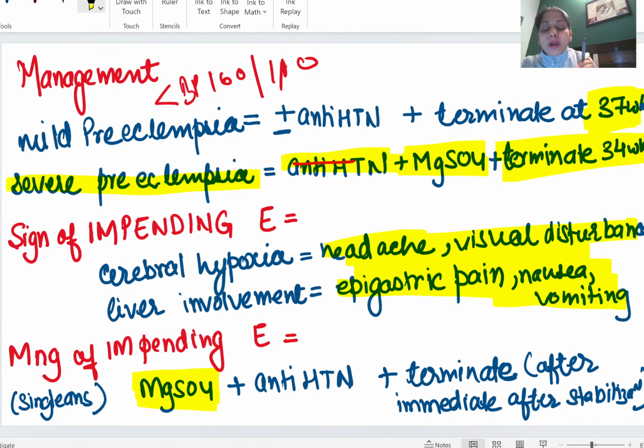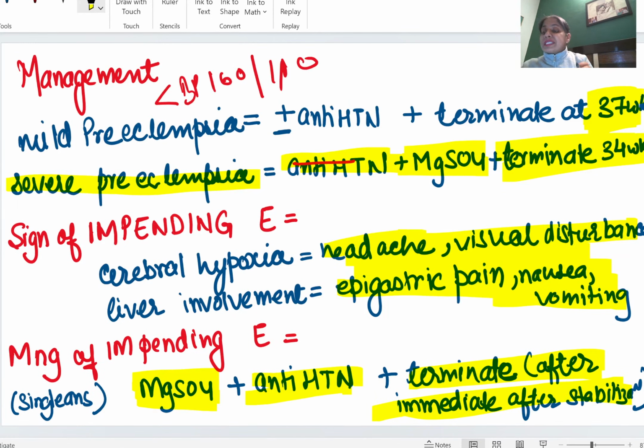What is the management of impending eclampsia? The patient will soon be throwing fits. What is the management? Please tell me. Management is not that of preeclampsia. Management is different. Now here you have to give magnesium sulfate so that this patient does not throw a fit. You have to give antihypertensives so that cerebral hypoxia decreases. But now the termination is not at 34 weeks. Now it becomes a completely different scenario. The termination will be immediate.